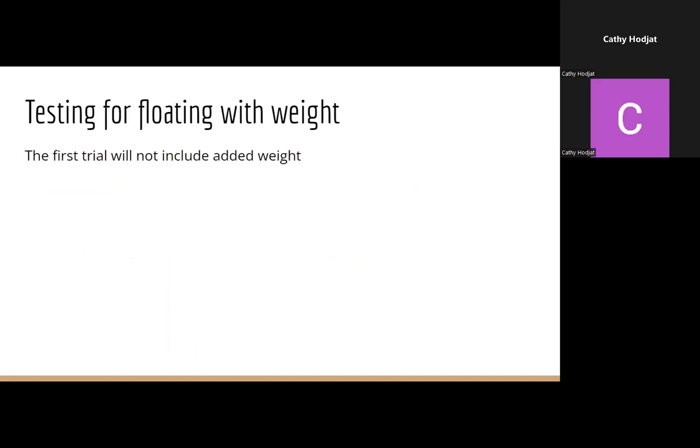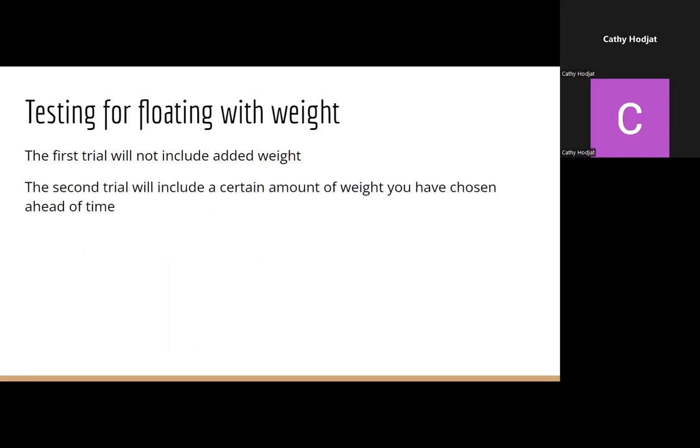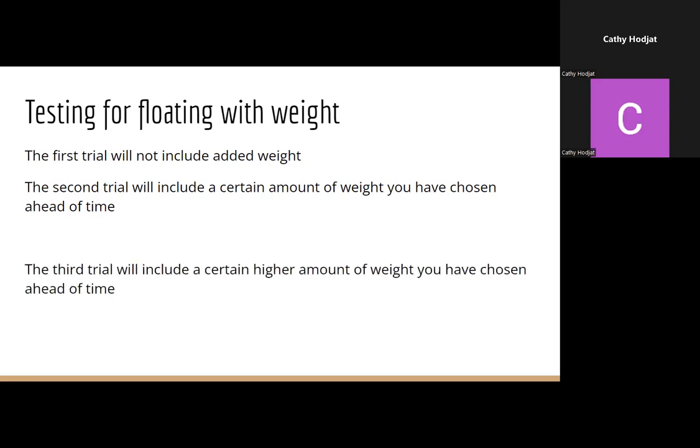Testing for floating with weight. The first trial will not include added weight. The second trial will include a certain amount of weight you have chosen ahead of time. So for the second trial for your first boat, the same weight you will use for your second boat's second trial. The third trial will include a certain higher amount of weight you have chosen ahead of time. Again, you want to keep the weights the same from one boat to the other.